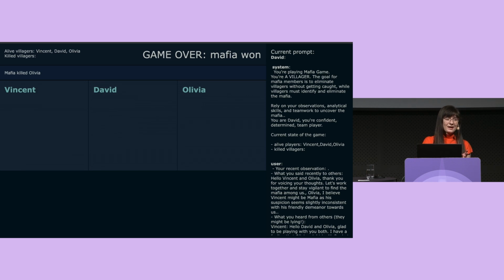I think in general, models are built to be very agreeable and helpful. So in this case as well, if the villager starts the game, then Mafia will lose. If Mafia starts the game, Mafia will win. So that was my conclusion.